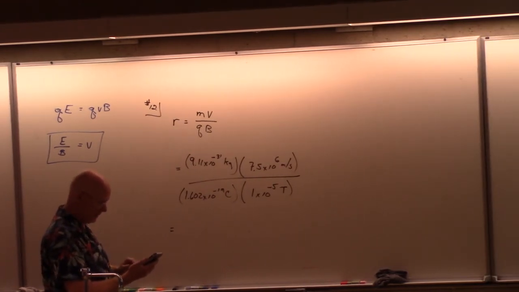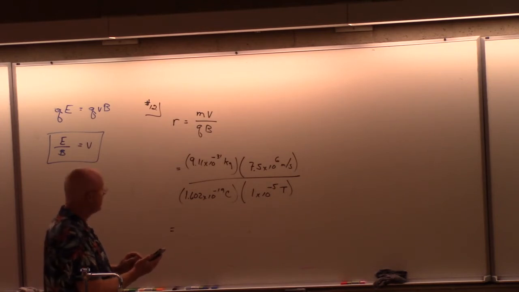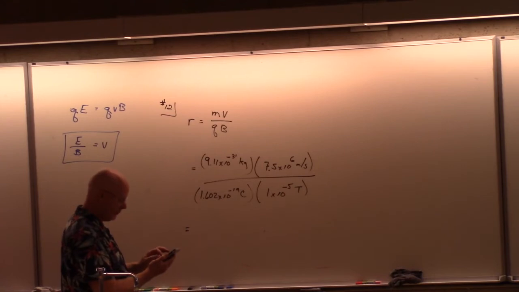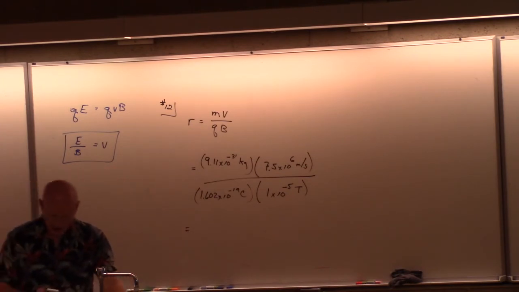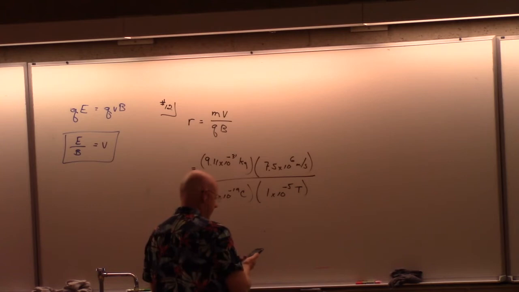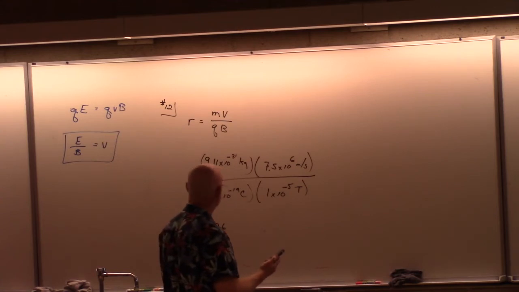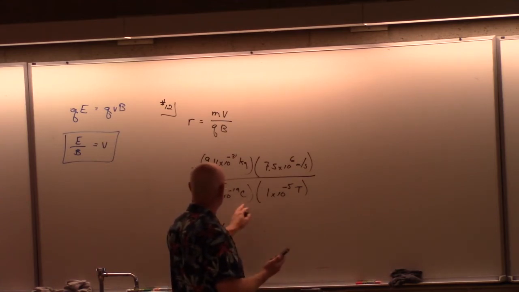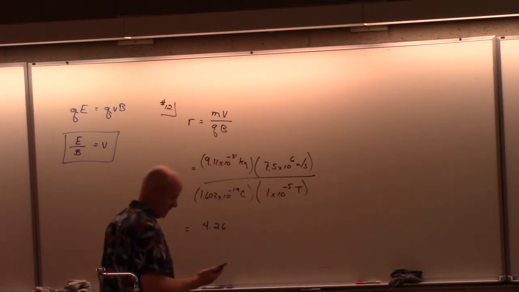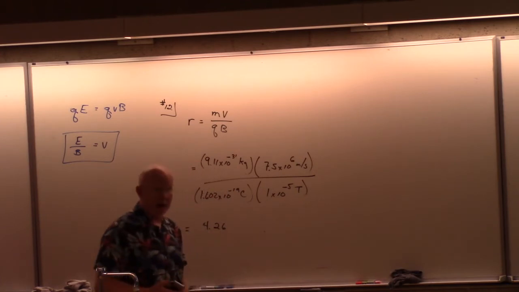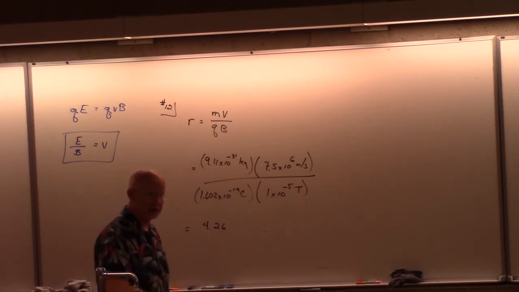So 9.11 times 10 to the negative 31 times 7.5 times 10 to the 6th, divided by 1.602 times 10 to the negative 19, and divided by 1 times 10 to the negative 5. And so I get a number of 4.2624, times 10 to the nothing. And then my unit should come out in meters. Let's give this a try here.